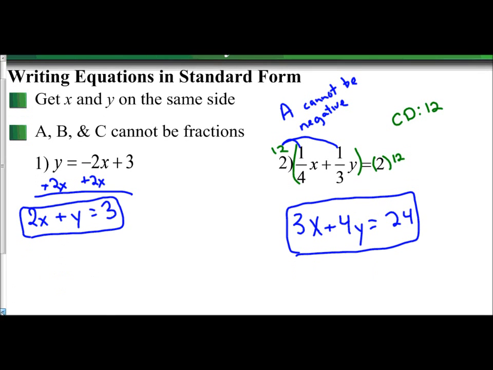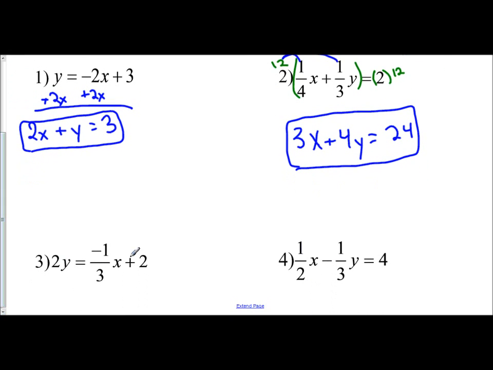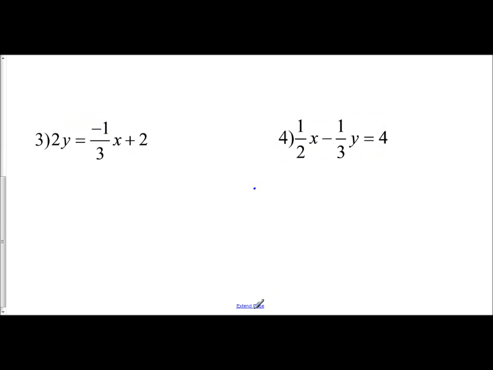Now let's try a couple other examples. Again, we notice we start to see more fractions, so we can start to apply some of our shortcut techniques, some of our tricks to this. 2y equals negative 1/3 x plus 2. There's two ways of going about this. You can eliminate the fraction right away, or you can move the x term right away. I'm going to eliminate the fraction.